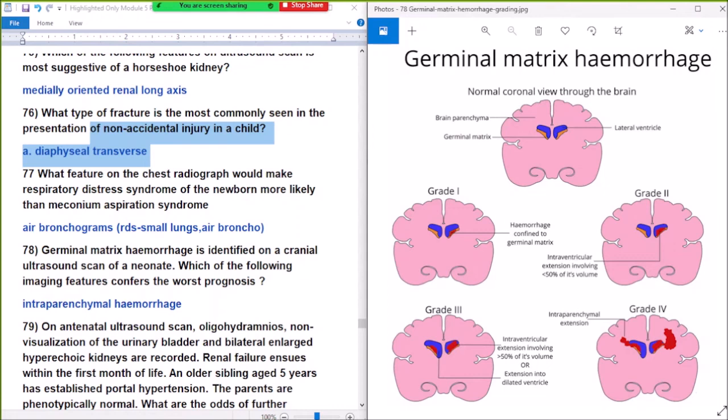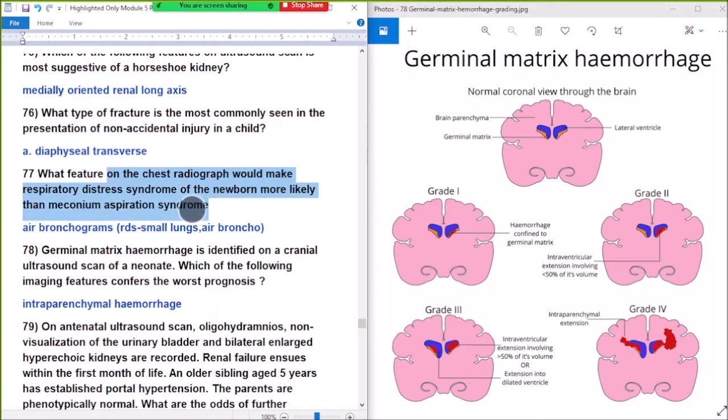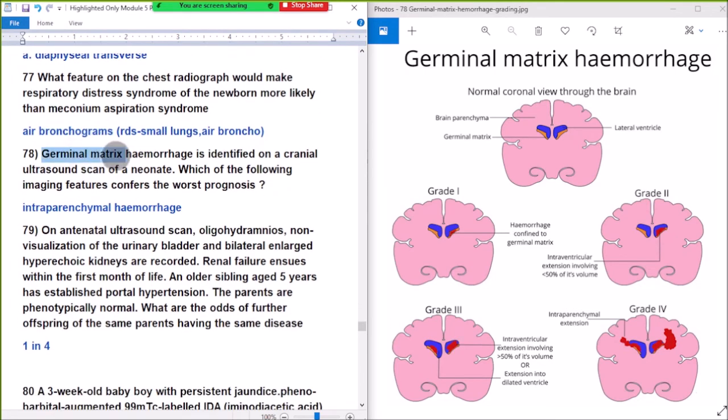Question 77. What feature on chest radiograph would make respiratory distress syndrome of the newborn more likely than meconium aspiration syndrome? Air bronchogram. RDS shows small lungs and air bronchograms. Air bronchogram.